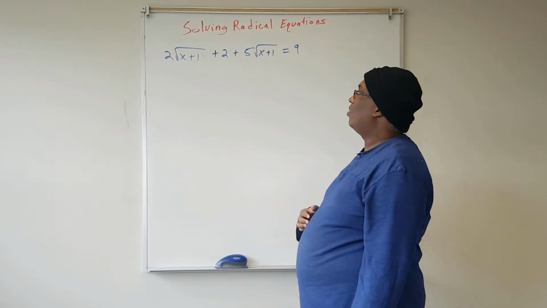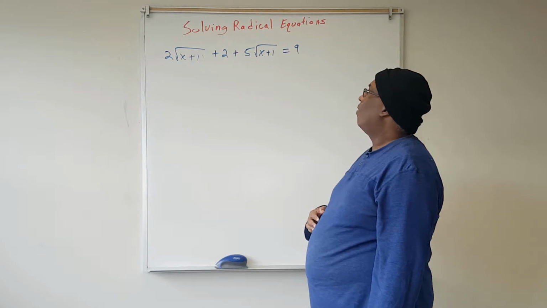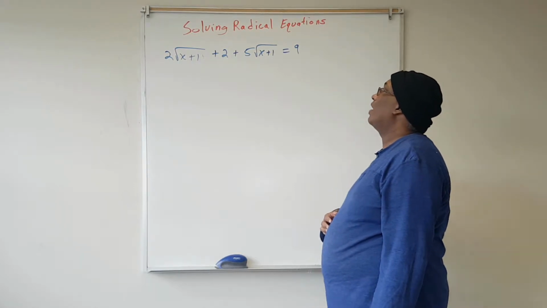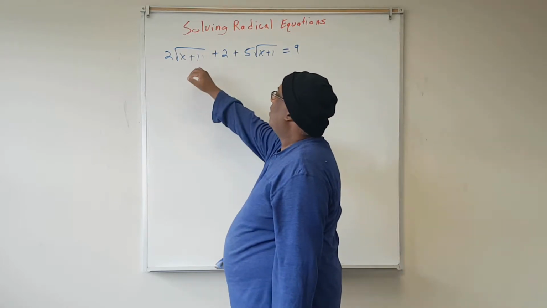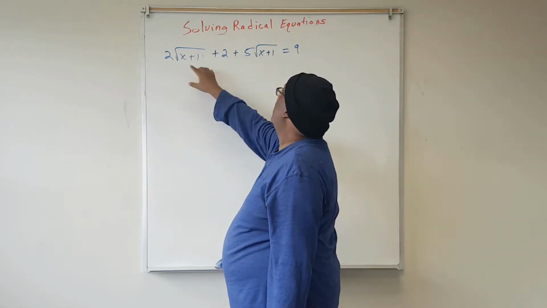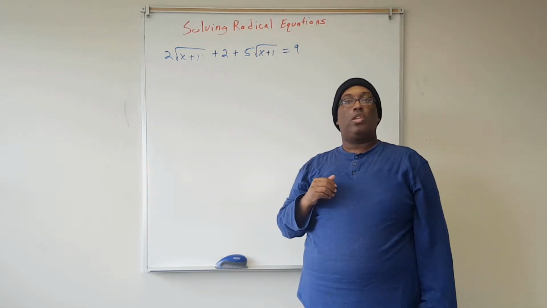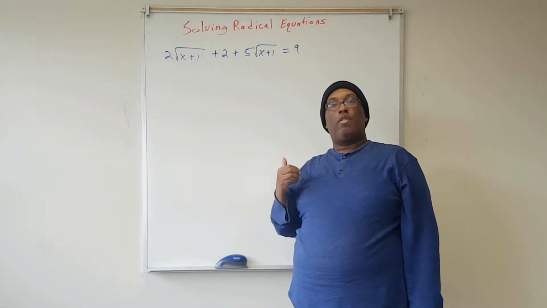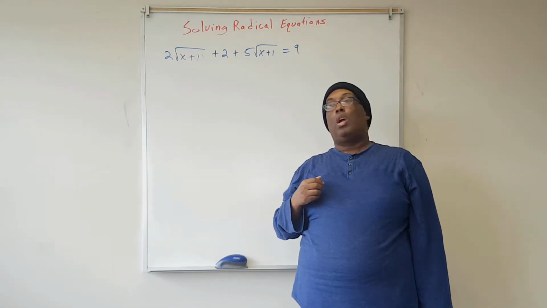We have a new example. This one says 2 times the square root of x plus 1 plus 2 plus 5 times the square root of x plus 1 equals 9. Now notice x plus 1 and x plus 1 are both underneath the radical. So instead of solving by isolating the radical, we can consider this as like terms.